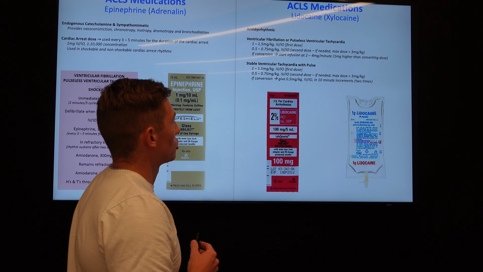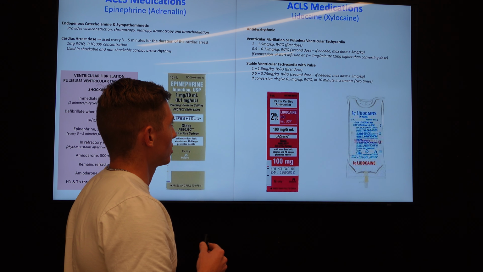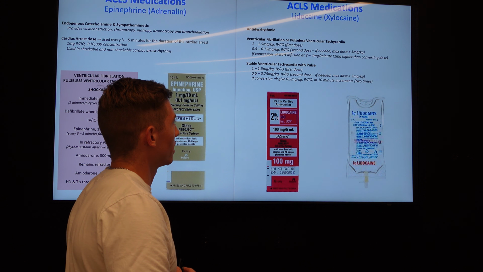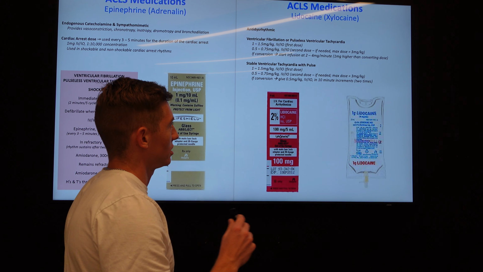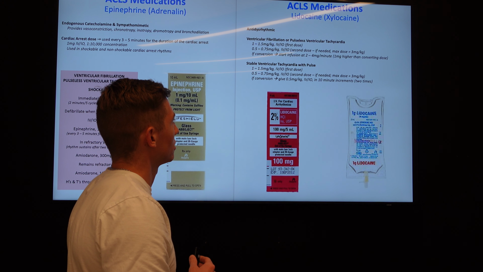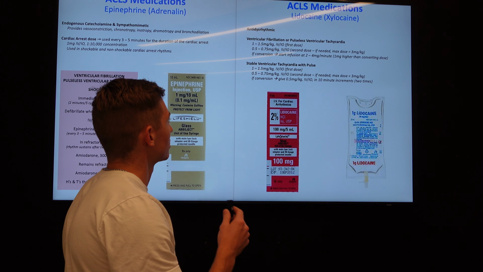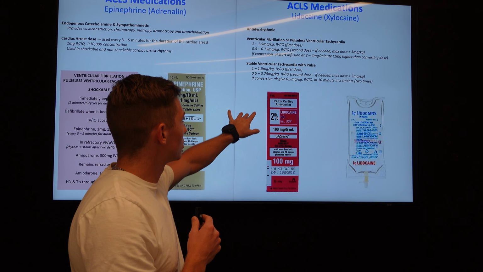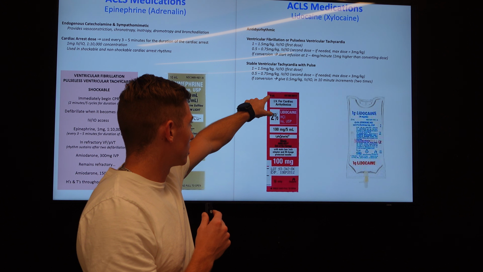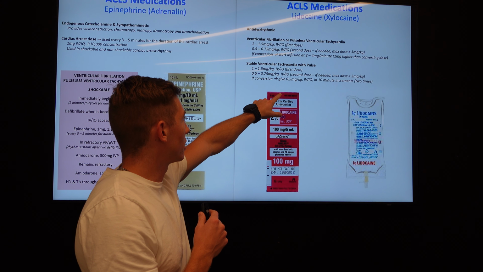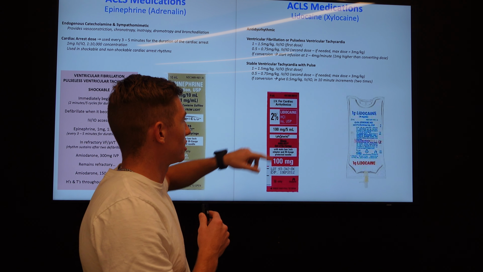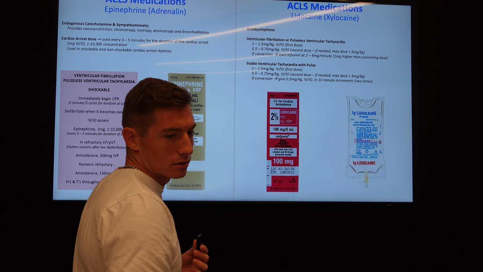For stable ventricular tachycardia with a pulse, we're going to give 1 to 1.5, 0.5 to 0.75, same as before. Conversion, I guess all of this looks like it's the same, except if conversion, 0.5 milligram per kilogram IV IO in 10-minute increments, 2 times.